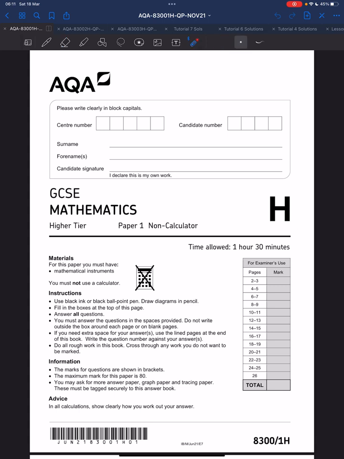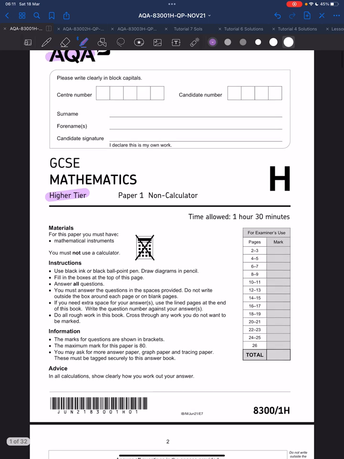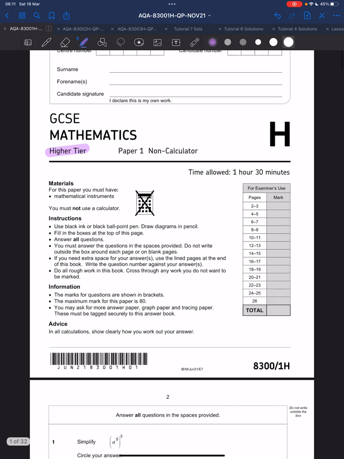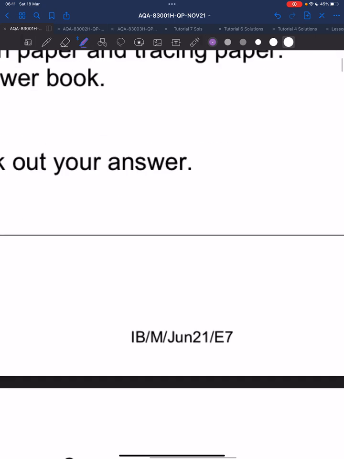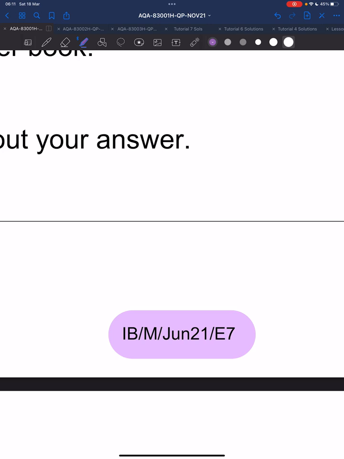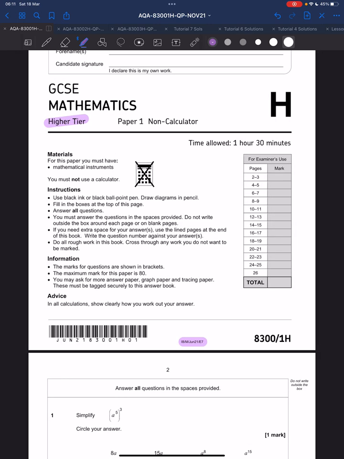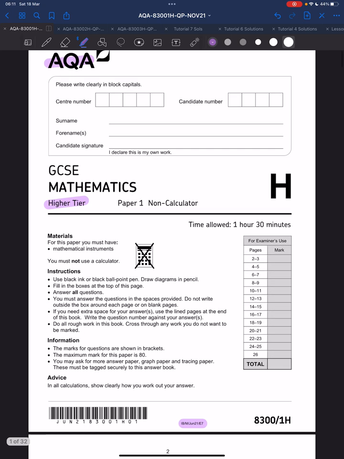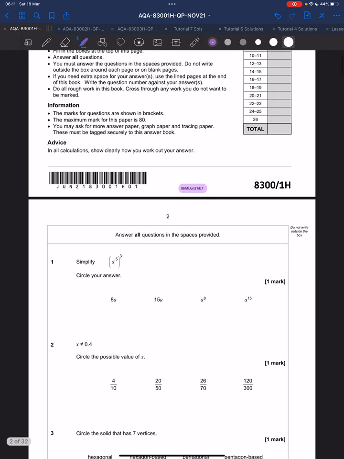So this is AQA, higher. Let's get the date. It hasn't got the date on it, but you can just about make it out there. It was June 21. This is the most recent one I can find. It's non-calculator, and we've got 1 hour 30 minutes. Okay, and carry on then.